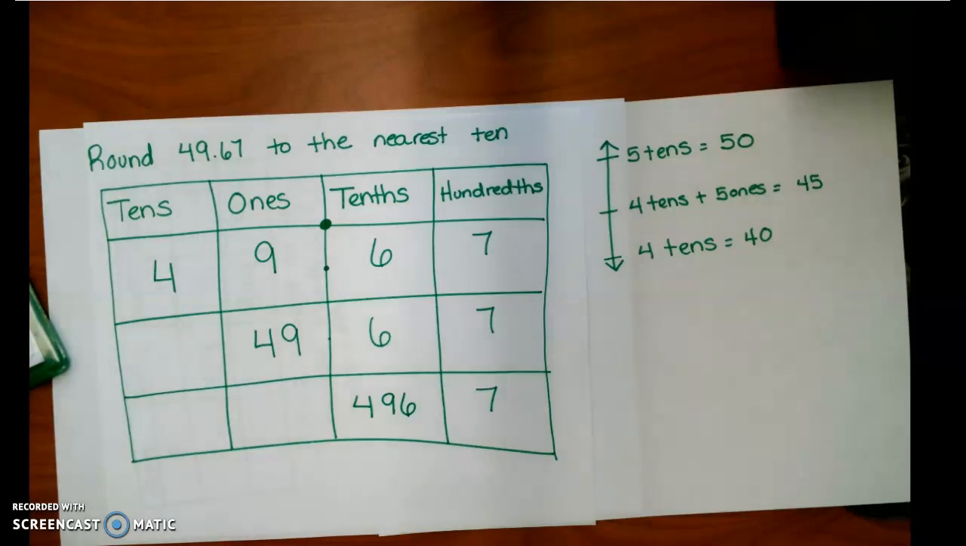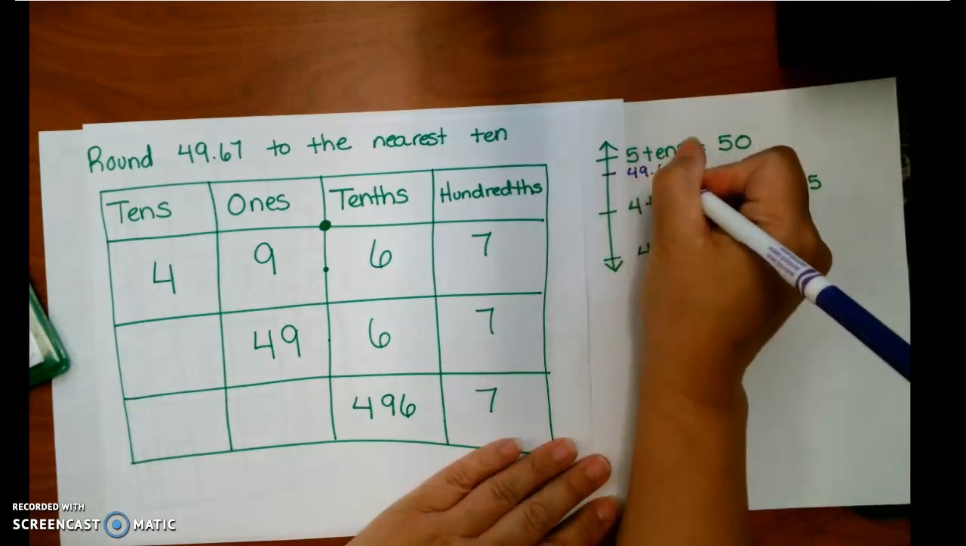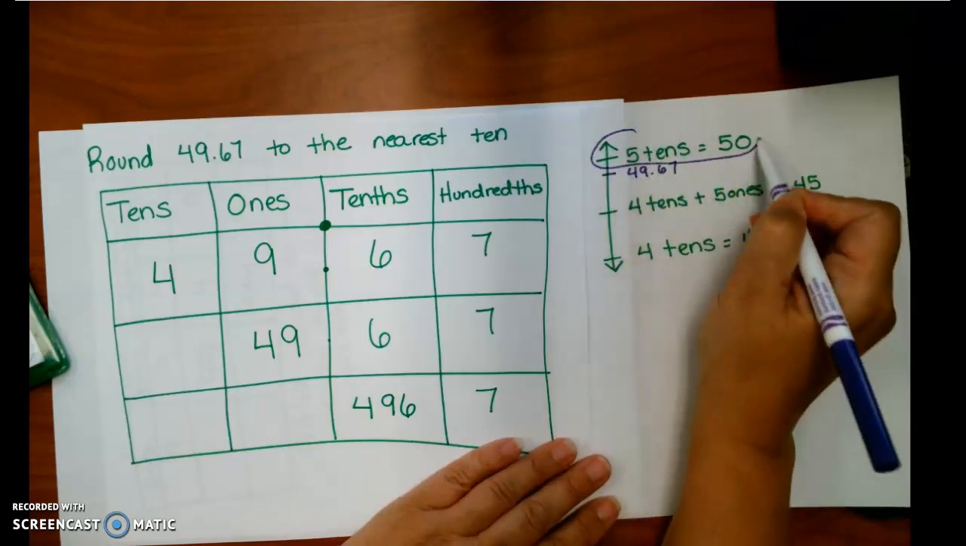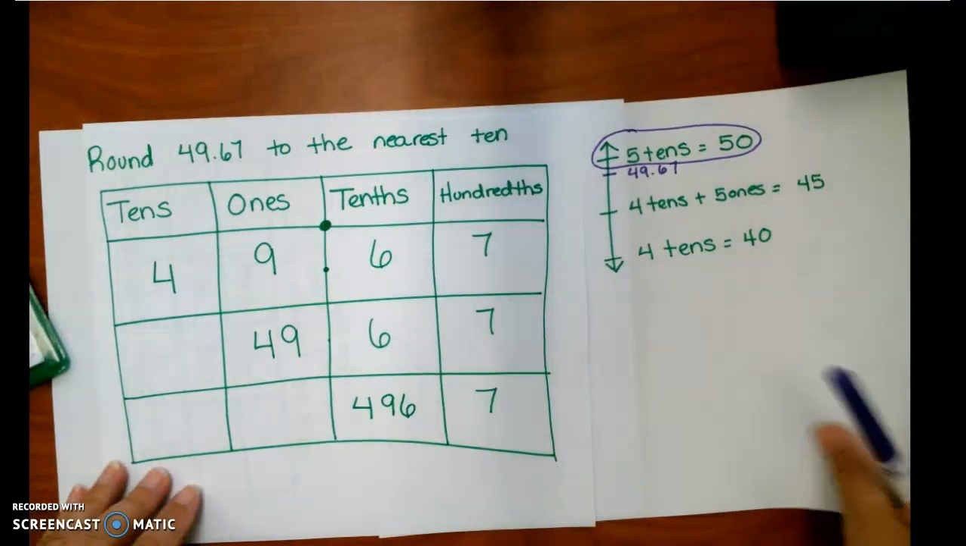So where would I put 49 and 67 hundredths? It's going to go right here. So it's going to round to 5 tens. So that's the decomposition or the breakdown of my number that makes the most sense to me when I want to round to the nearest 10. Okay, that was just a quick review.